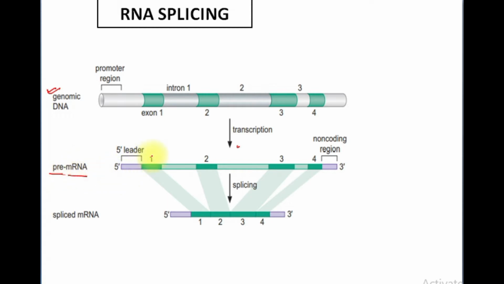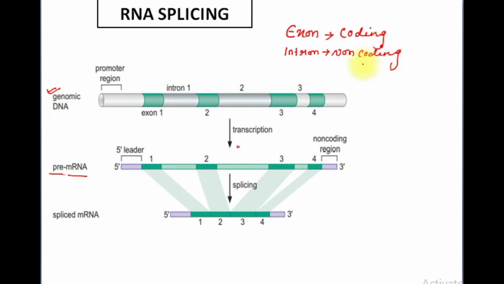That means we have both the exons as well as the introns. So we have to know what the intron is and what the exon is. Let us first be clear with these terms. The exon is the coding region of RNA. Next comes the term intron. This intron is the non-coding part of RNA.